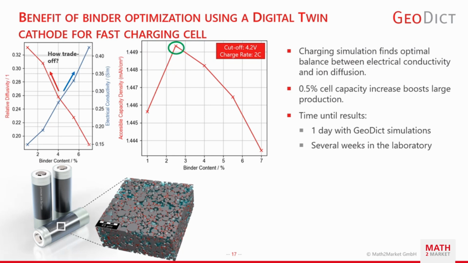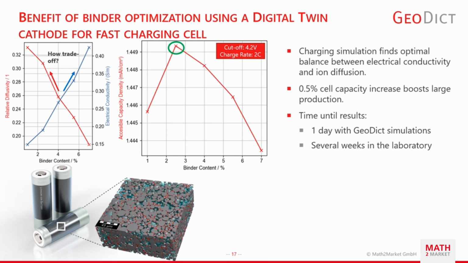And what you can do with GeoDict, you can check how the capacity of this cathode structure behaves with different binder content when you do a 2C charging until 4.2 volts. And if you do this with GeoDict, within 1 day, you get all the different data points here. And then you see here, the best result was at about 2.5% binder content for this example. And that was just in 1 day using simulations.